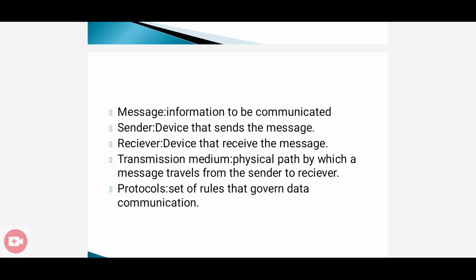So, what do you mean by a communication system? What are the main components, and how can we analyze the effectiveness of a communication system?